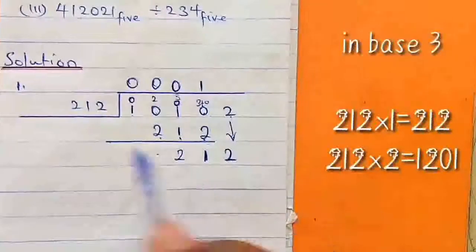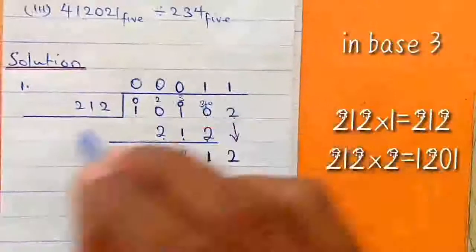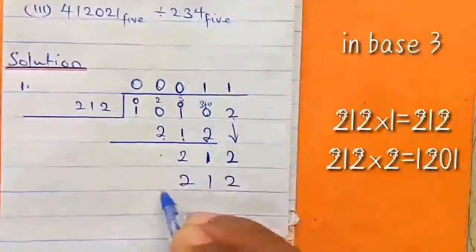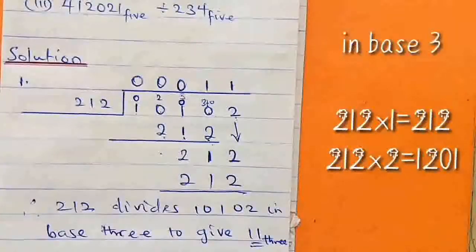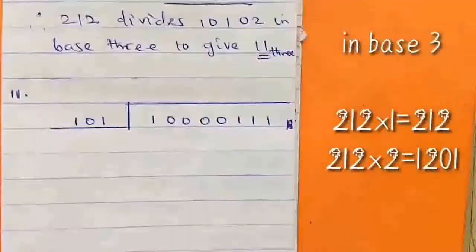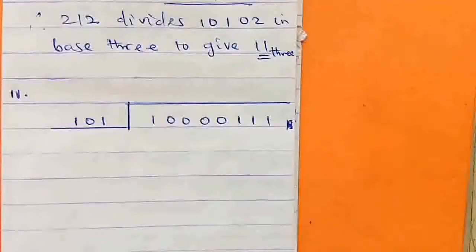We have 2. 212 divided by 212 will give us 1. 1 times 212 will give us 212. Therefore, 212 divides 10102 in base 3 to give 11 in base 3. The second question. We are working in base 2, therefore the highest value we can have is 101 times 1.